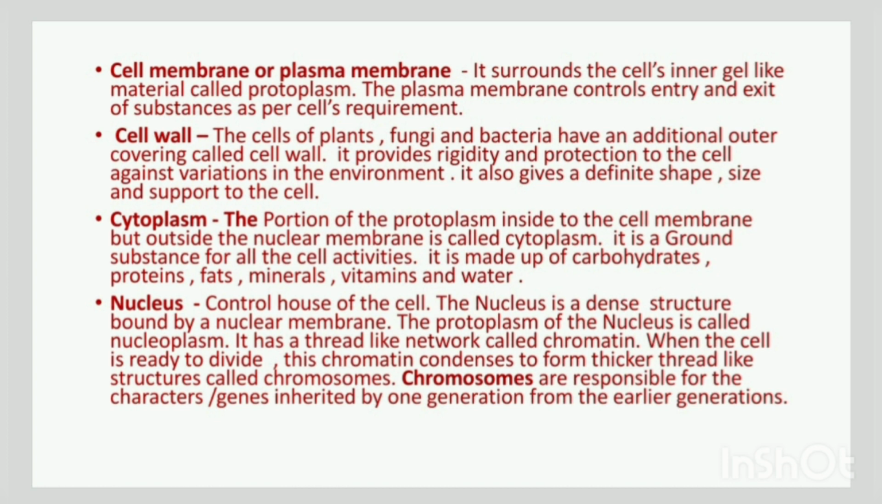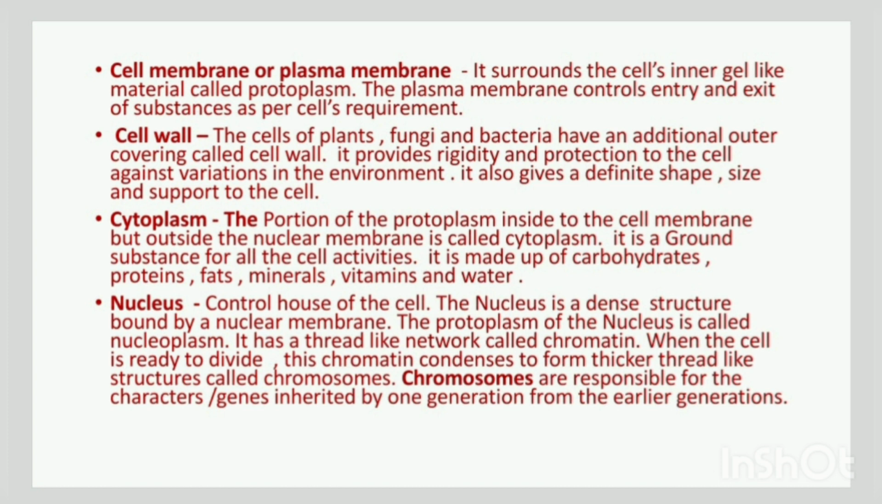This nucleoplasm consists of a chromatin network present in the nucleus. This chromatin network is a thread-like network inside the nucleus. When the cell is ready to divide, the chromatin thread-like network condenses or shortens to form thicker thread-like structures which are called chromosomes.